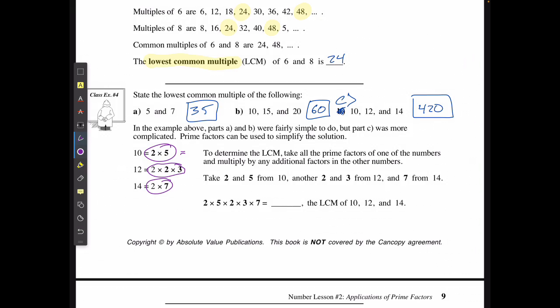If I state it like this, where this is just 2 times 5, this is 2 to the power of 2 times 3, and this is 2 times 7, then all I'm going to do is list out all the different prime numbers. I can see that the different prime numbers are 2, 5, 3, and 7. I'm not going to repeat the 2's.